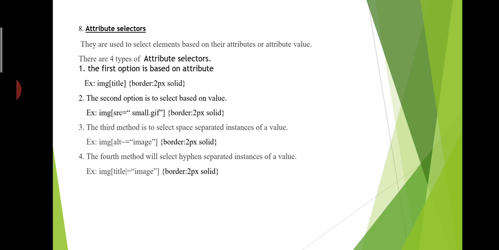So next, the last method, the fourth method, is known as hyphen separated instances of a value. Whatever values are there, each will be separated with a hyphen, some separator mark like a hyphen or star, like that the values will be separated. Based upon that, the values will be assigned for that attribute selector.